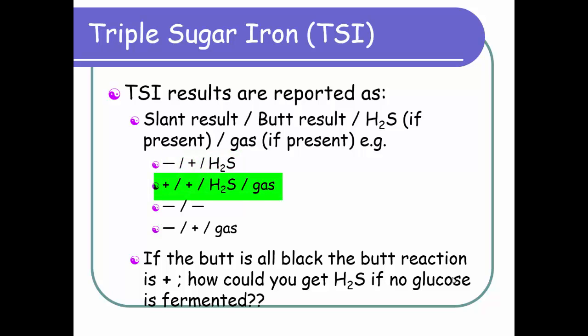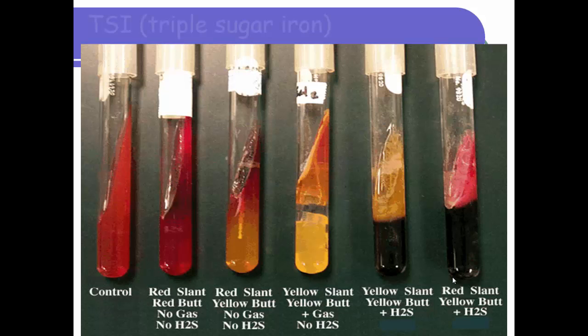Or it could be positive on the slant, positive on the butt, have H2S in the butt, and have produced gas bubbles. Or both the slant and the butt could remain negative. Or you could have a negative, positive, gas: the slant being negative, the butt being positive, but you have gas bubbles. If the butt is all black, the butt reaction is still positive. How could you get H2S if no glucose is fermented? We'll discuss this in lecture.